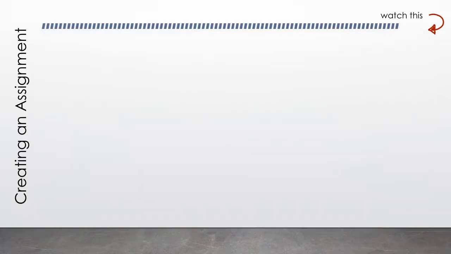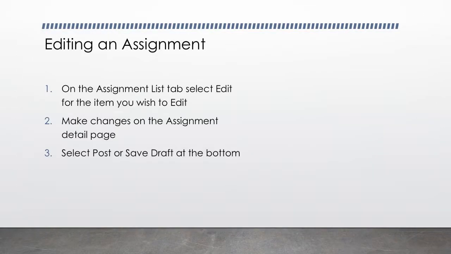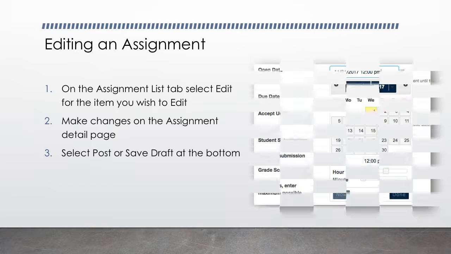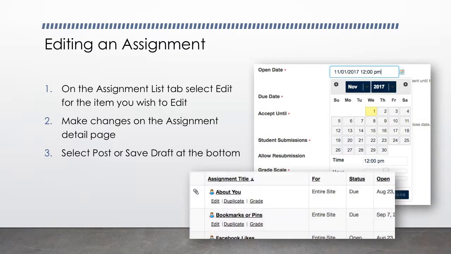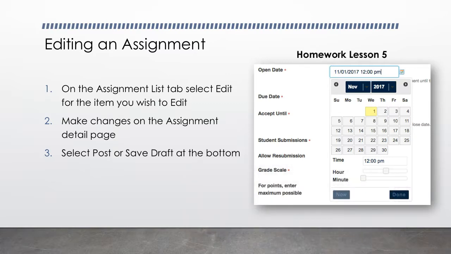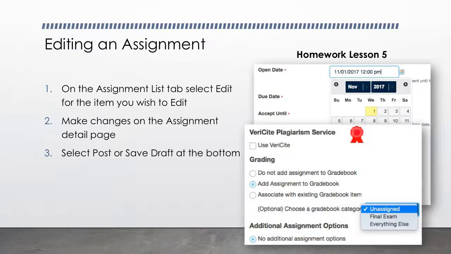Let's say, for example, though, that we'd like to edit an assignment, perhaps to change the dates. To do so, we just need to select the Edit link below the item we wish to alter. Make the changes needed and select Post or Save Draft at the bottom as appropriate. So, in this particular example, we're going to alter the dates in the Homework Lesson 5, just created, and make sure it's checked for originality, allowing students to see the originality report for themselves.